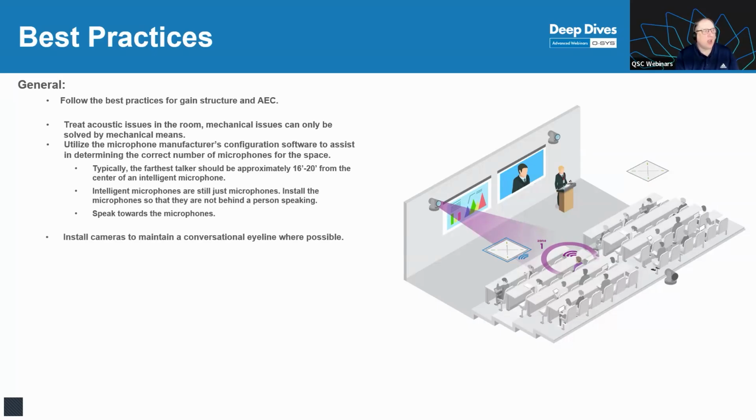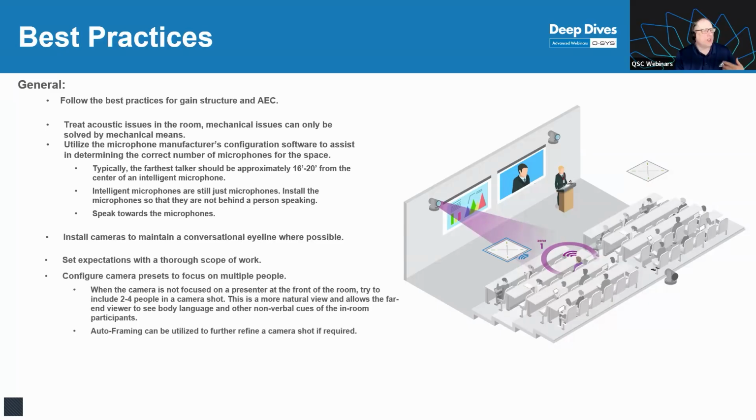Install cameras to maintain a conversational eye line where possible. Okay, so don't put the cameras as high as you can. Nope. I know that there are restrictions and sometimes we have to mount things where they're not the most opportune, but if we can, arrange your cameras so that they are at a more conversational eye line. Your far end participants will thank you for that, as well as us that are follically challenged will thank you for that. Set expectations through a thorough scope of work and configure those camera presets to focus on multiple people. We talked about utilizing auto framing to further enhance and refine that camera shot.